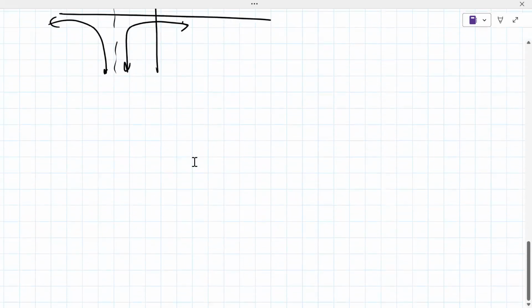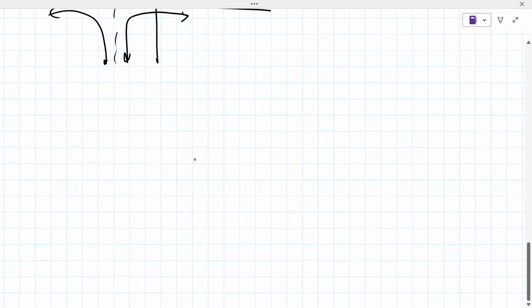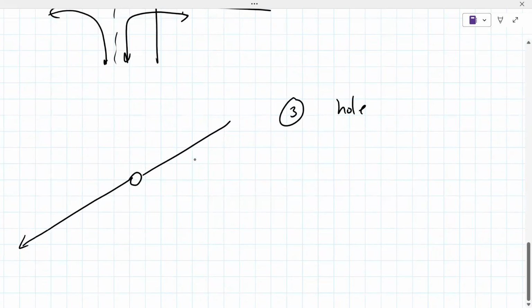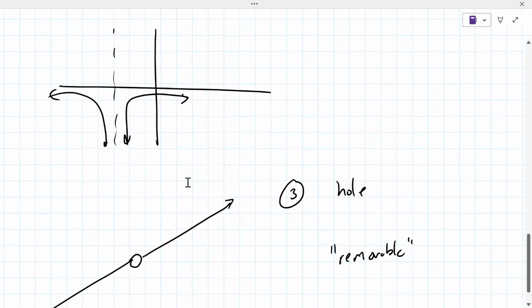The third type of discontinuity is a hole, and there's a lot of possibilities here, but this one is considered removable because you can fill in a hole. So the discontinuity is just the circle.